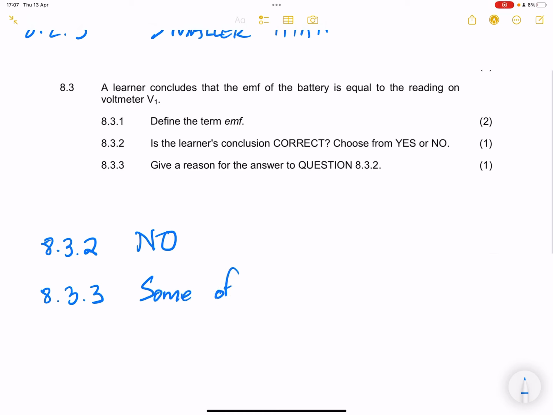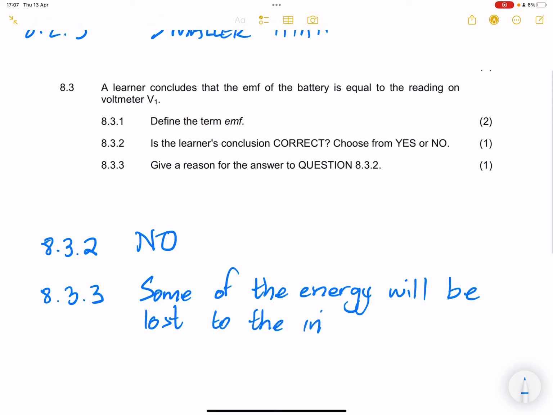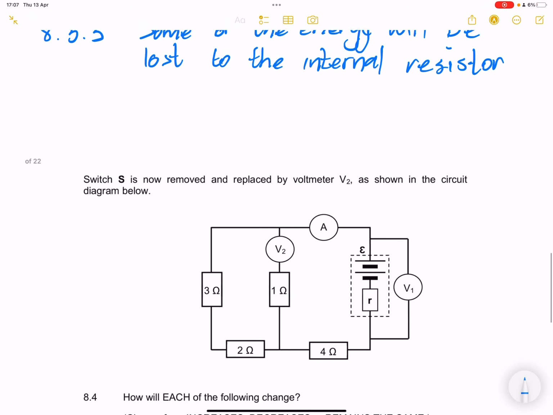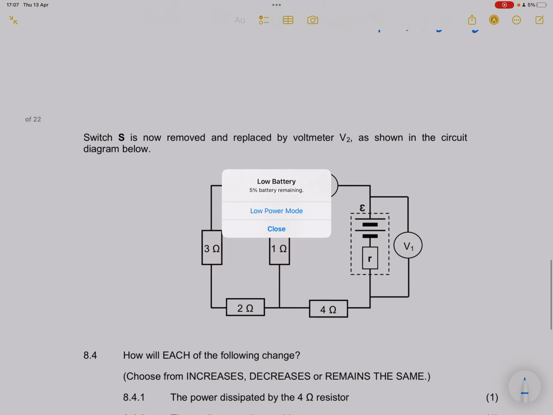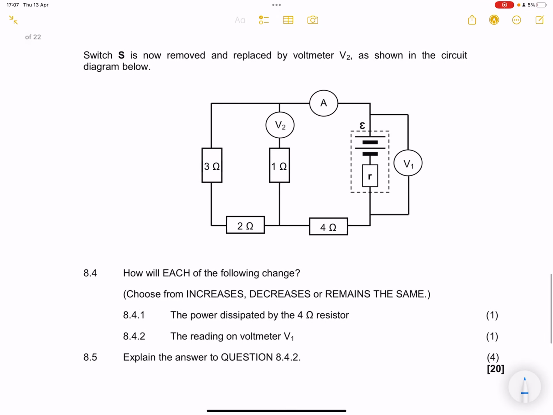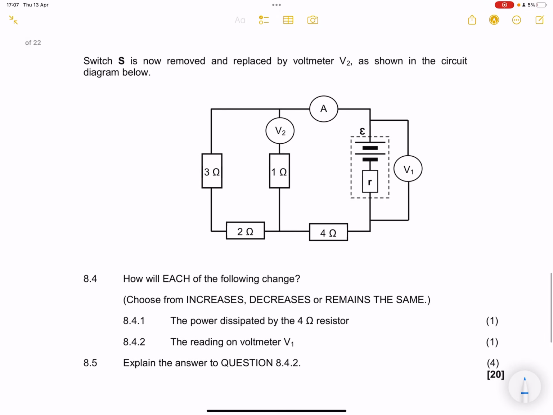Some of the energy will be lost, or we can say, because of the presence of an internal resistor, will be lost to the internal resistor. So in this case, that would not be a correct statement because of that internal resistor.